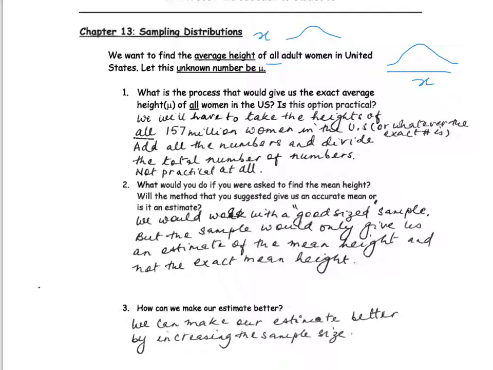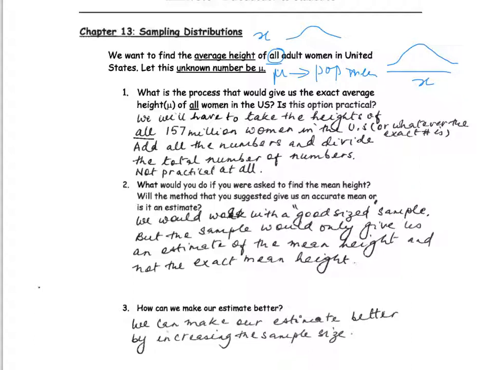The average height of all adult American women is denoted by the Greek letter mu, because what we're talking about here is the population mean. So it is the mean height of all adult women. So the word all tells us it is that population mean.